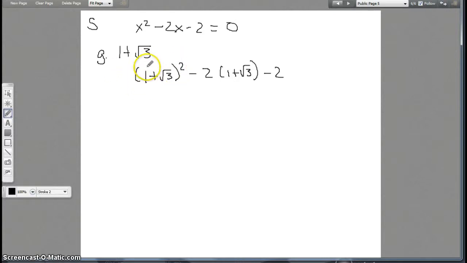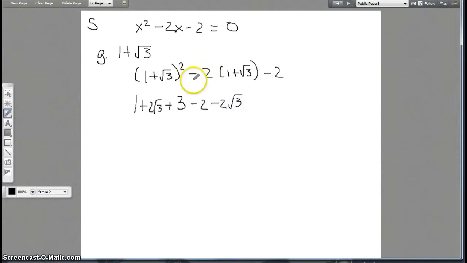You square the first term, 1 squared is 1. You square your last term, square root of 3 squared is 3. And in the middle, you put the double of the product. 2 times 1 times square root 3 is 2 square root 3. Then I need to subtract 2 times (1 plus square root 3). So negative 2 times 1 is negative 2. Negative 2 times square root 3 is negative 2 square root 3.